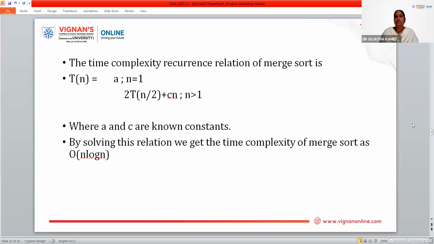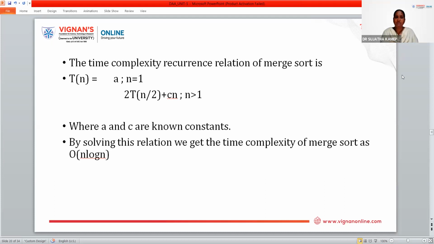Right? Now here, the time complexity for the merge sort problem can be represented by using this recurrence relation. Now T of n is equal to A when n is equal to 1, and T of n is equal to 2 into T of n by 2 plus Cn when n is greater than 1. That is, when n is equal to 1 means only one element is there, it takes constant time. So that's why it is represented with A. And when n is greater than 1, that is, more elements are there, in that case it takes more time. That is, dividing is there and conquering is there. That can be represented with the time complexity of sub-problems, so 2 into T of n by 2 plus Cn.